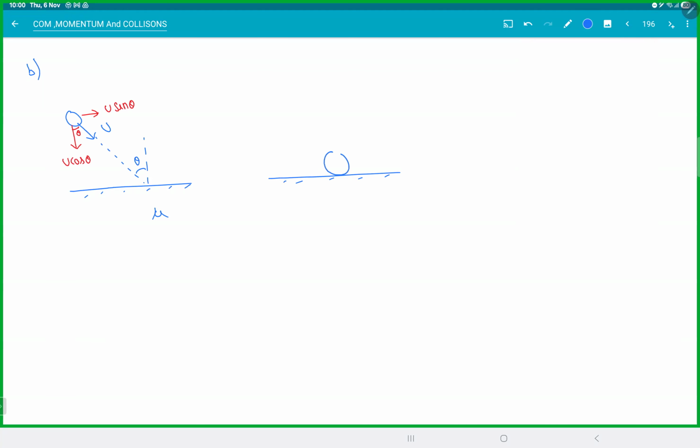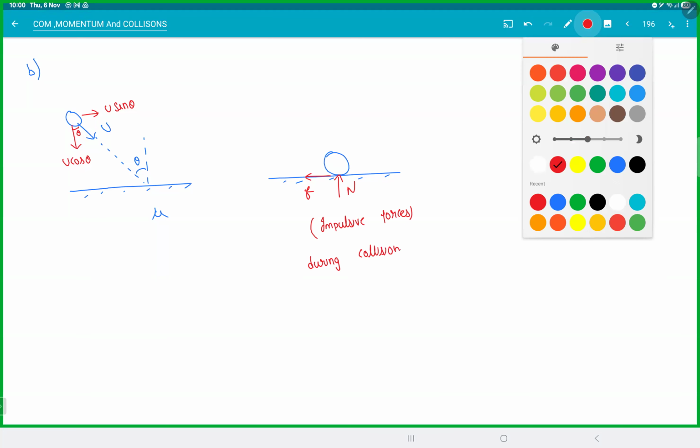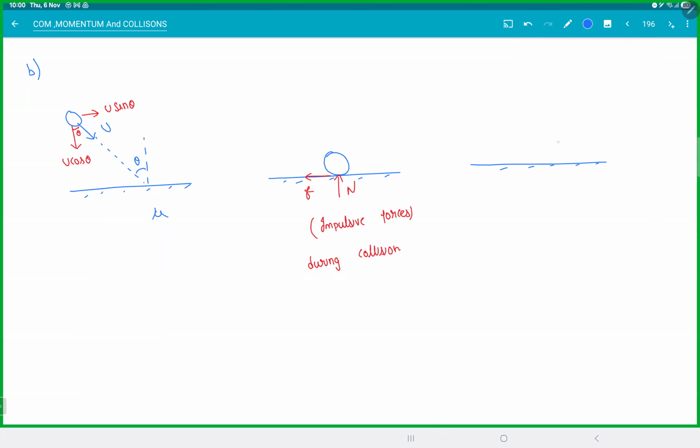So when the ball is hitting the floor during the collision, what are the forces? There is a normal reaction, there is friction. These are impulsive forces. So during collision, these forces will be large. This is during collision, a very small interval. And just after collision, you will get two components here, vx and vy.